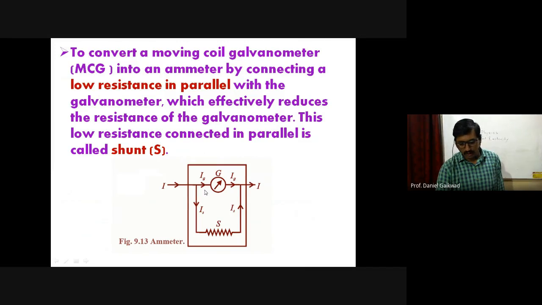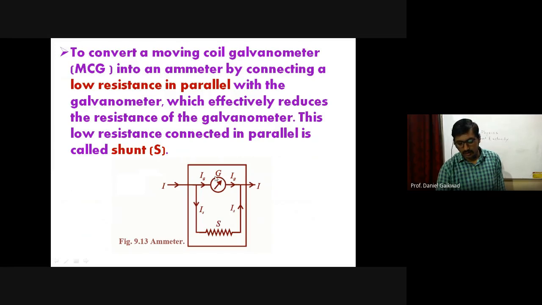Now check the diagram carefully. Galvanometer G is connected in parallel with the resistance S, and that resistance S is called the shunt resistance. Suppose the total current I flows through this circuit and divides into two parts, Ig and Is. Ig is the current flowing through the galvanometer and Is is the current flowing through S.